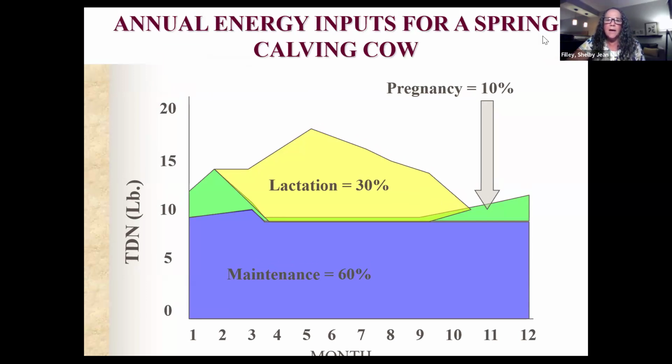All right. So this slide shows the energy inputs for a spring calving cow. On the x-axis, we have time, the months January through December. And on the y-axis, we have total digestible nutrients in pounds. We can see that 60% of the cow's energy inputs for the whole year is just for maintenance. So that's quite a good chunk. For pregnancy, it's only about 10% of the year's energy requirements, but it's at specific times, of course. And then lactation is 30% of the energy requirements of the animal.